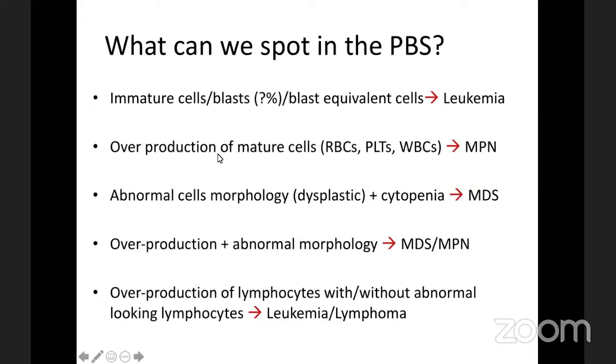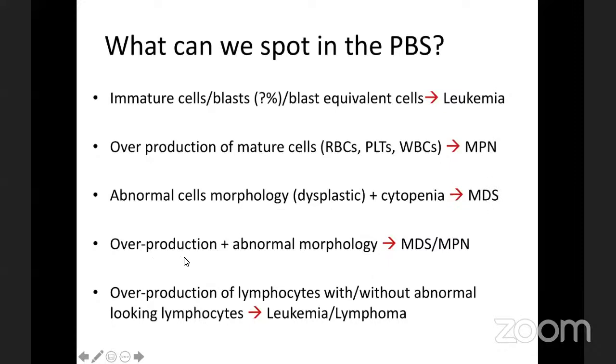Also, in the peripheral blood smear, you can confirm the overproduction of mature cells like red blood cells, platelets, and white blood cells in cases of myeloproliferative neoplasms, such as polycythemia vera, essential thrombocythemia, or CML. And you can also detect abnormal cell morphology, dysplasia, as Dr. Haytham explained yesterday. When the patient has a cytopenia, usually the clinician will request a peripheral blood smear examination to visualize the abnormal cell morphology and for the diagnosis of myelodysplastic syndrome.